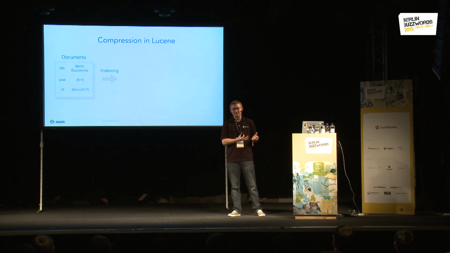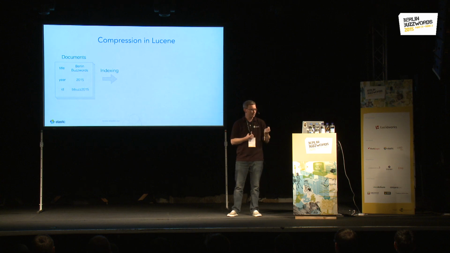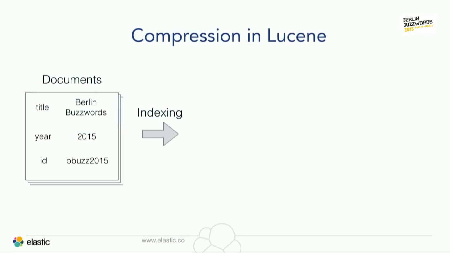So we start out with documents, right? So you're going to take a bunch of documents. Here we have a document that is Berlin Buzzwords, and this is the year 2015, and we have a unique identifier for it, bbuzz 2015. And now we want to index that.